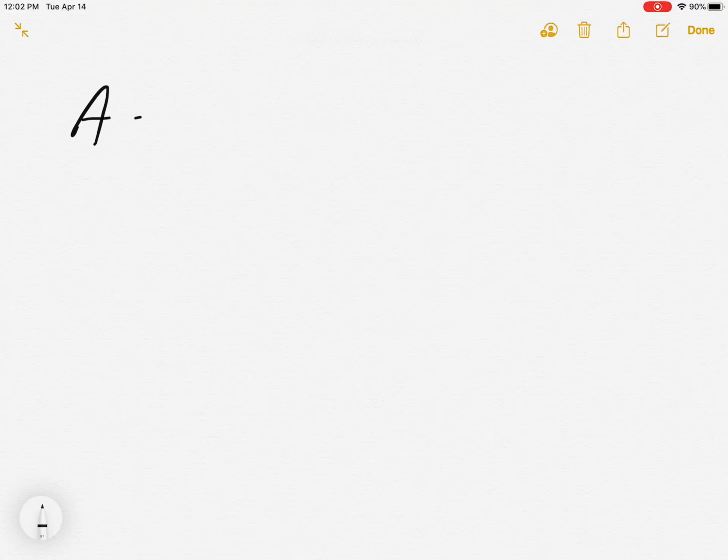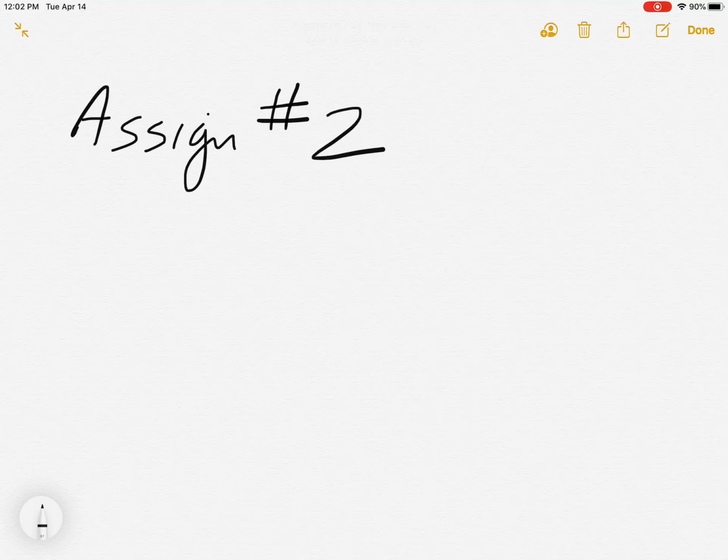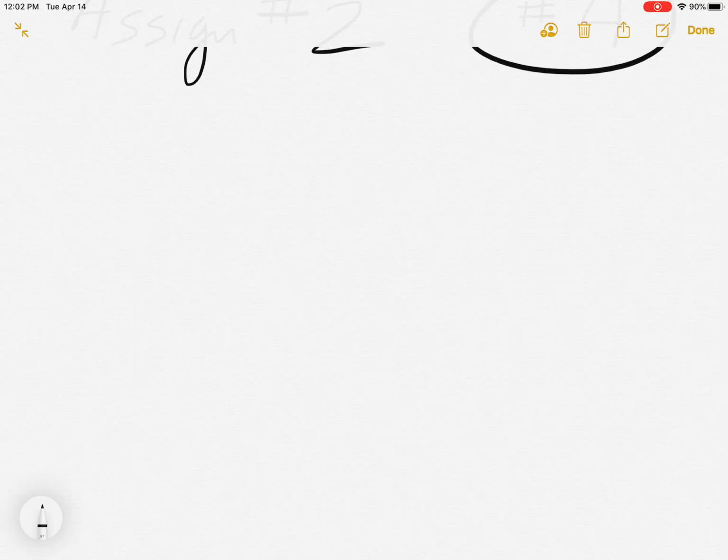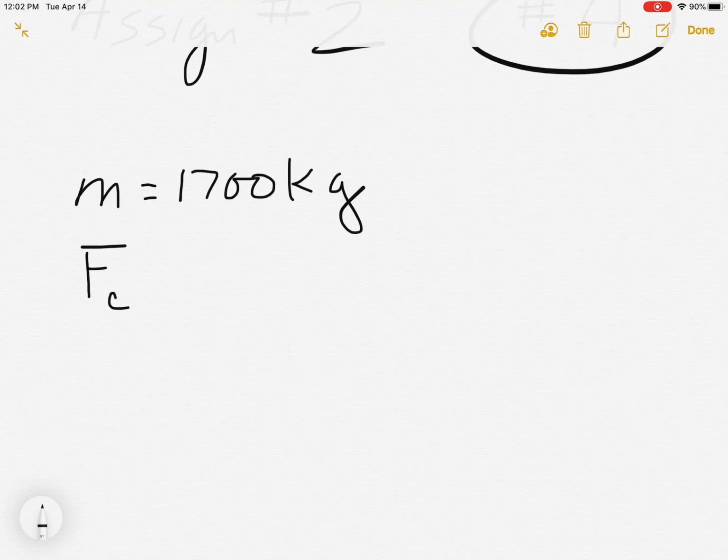Okay, we're going to go over assignment number 2. And this is question number 4. First of all, it has to do with the elevator. Okay, here's what we have. We have an elevator. The mass is 1,700 kilograms. It tells us that it has a cable that can support a force, so we can call that the force of the cable, 25,000 newtons.